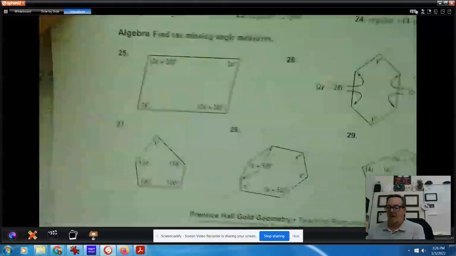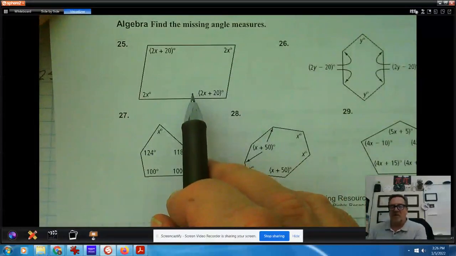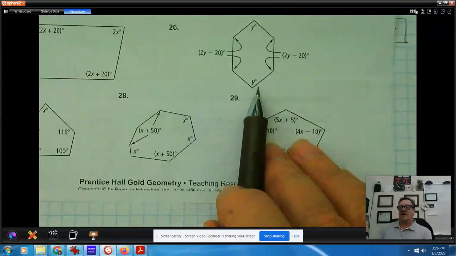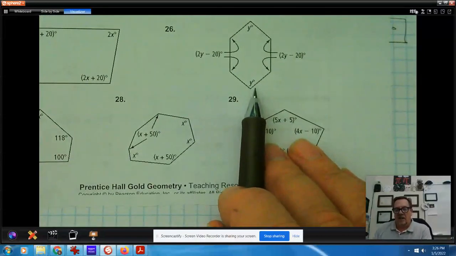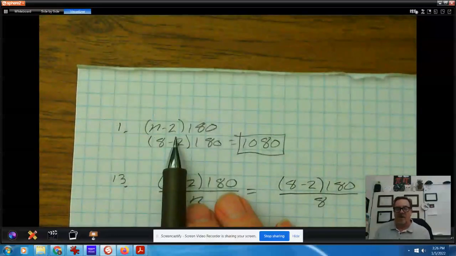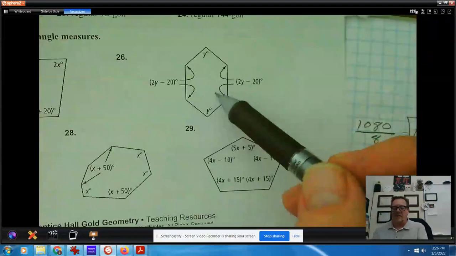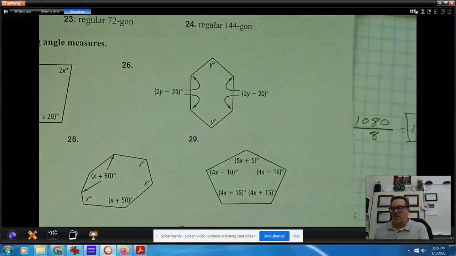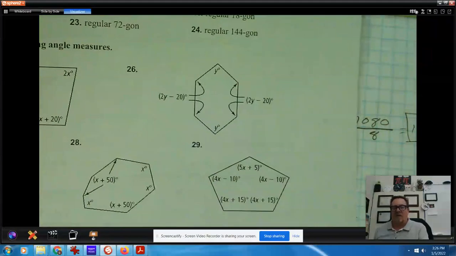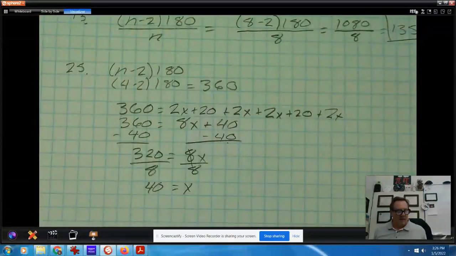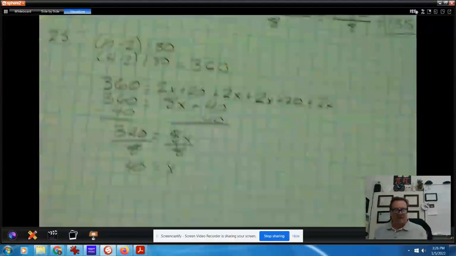Keep in mind, this one totaled 360 because there were 4 sides, but this one's not going to total 360. It's got 6 sides. Again, you're going to go back and use our n minus 2 times 180, put 6 in there because there's 6 sides, and that'll tell you what the total is. And then you can sum up all the angles and figure out what y is, okay? Just like we did for x. Groovy? Groovy. Next slide.